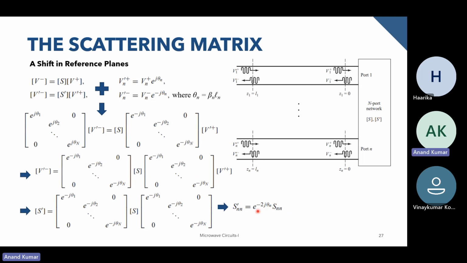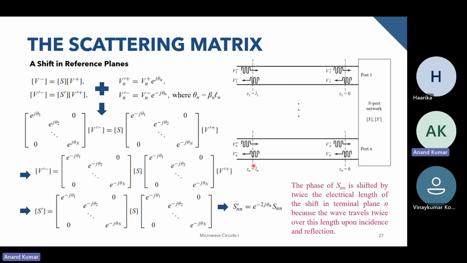Which is essentially equal to this term over here, where we have e to the power minus 2j theta n. So this just says that the diagonal elements only suffer a phase shift of 2 theta n. Visually it can also be seen that the wave will travel in this direction once, and in the reverse direction again. So this path will be covered two times, and this will incur the phase shift of twice theta n.